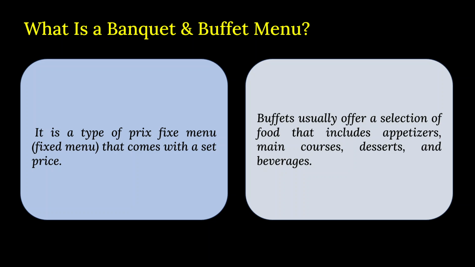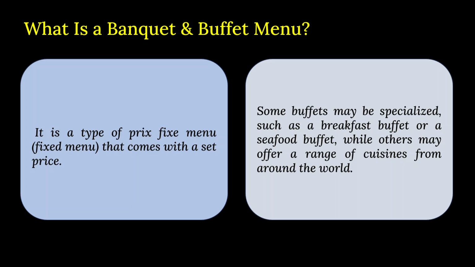Buffets usually offer a selection of food that includes appetizers, main course, desserts and beverages. That is totally depending on how you are planning and negotiating with the menu, and depending on your budget, the price will be fixed. Choice will also be yours. It can be done in consultation with the chefs, and the menu can be decided beforehand. That is for the buffet.